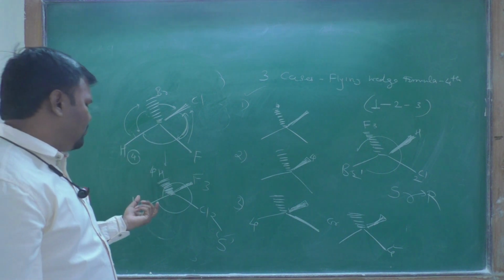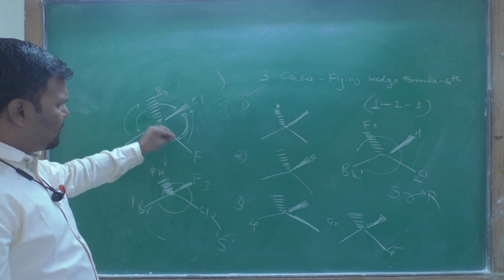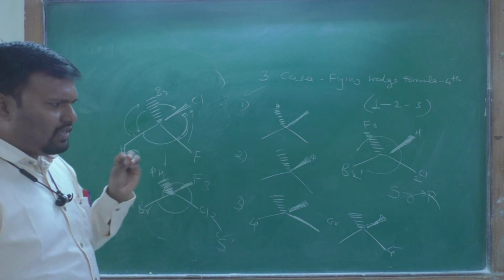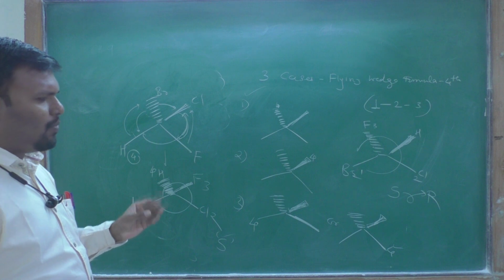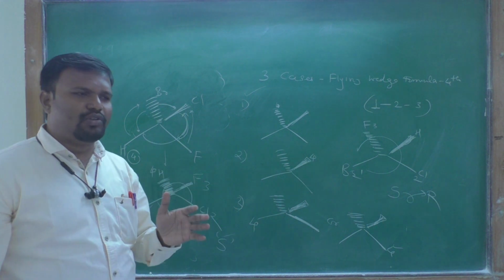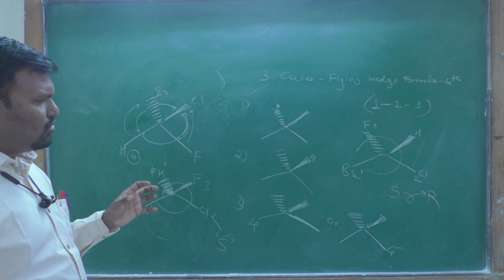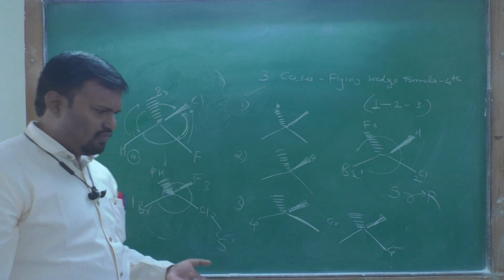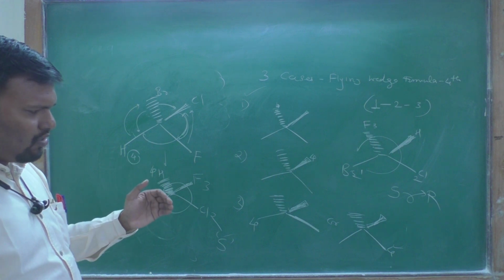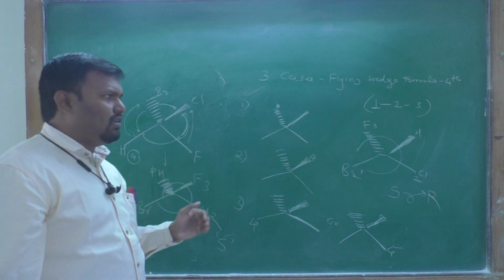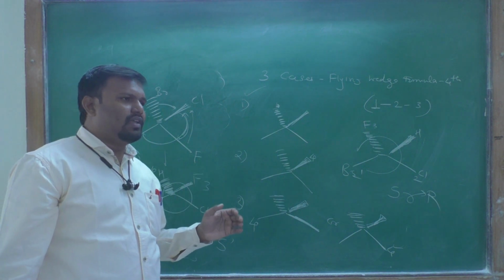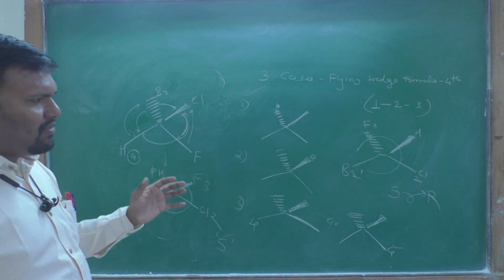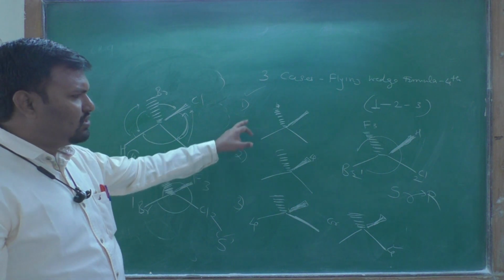Therefore, if your fourth group is present along the plane, then you have to exchange groups twice, or you can rotate any three groups. Your configuration is not changed. Like that, if your compound is present in a flying wedge formula, then you can predict the R and S configuration by observing these three cases.